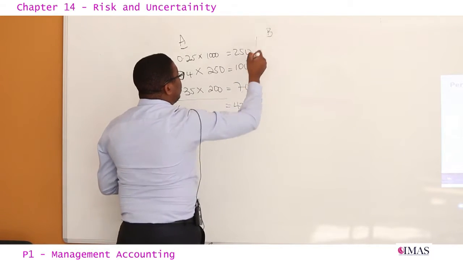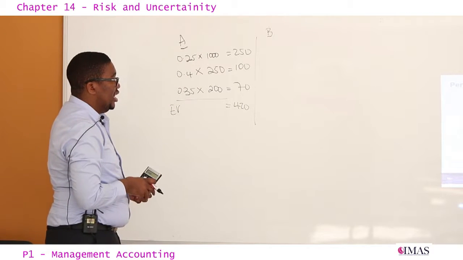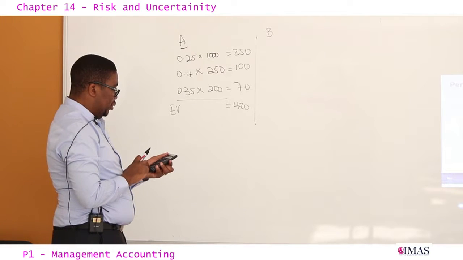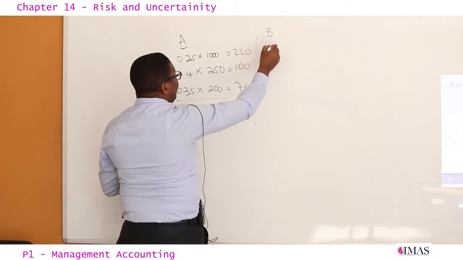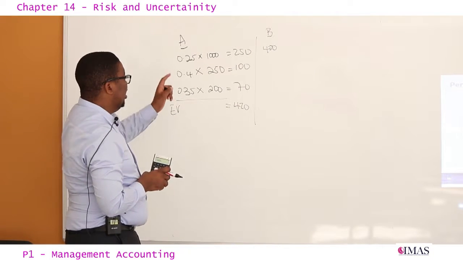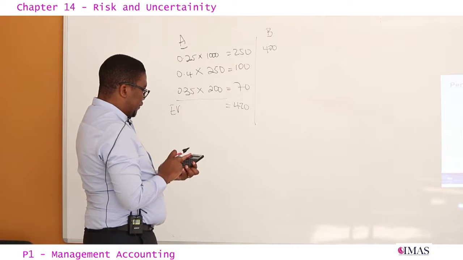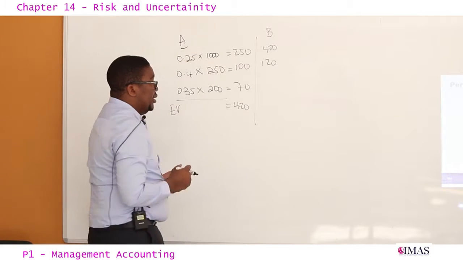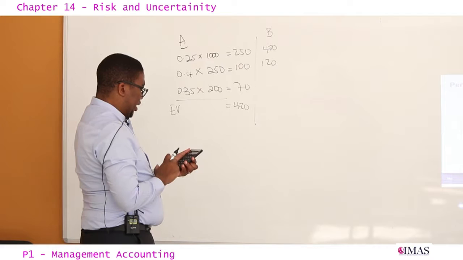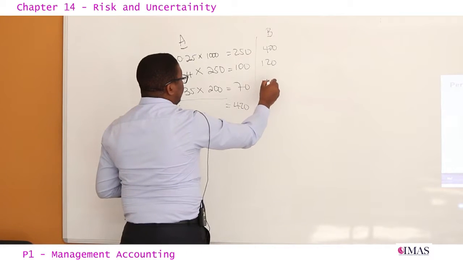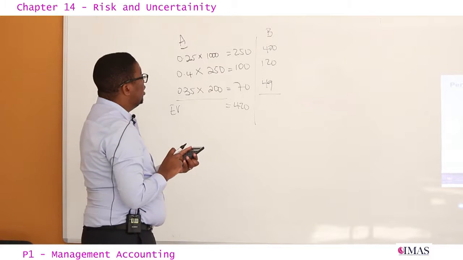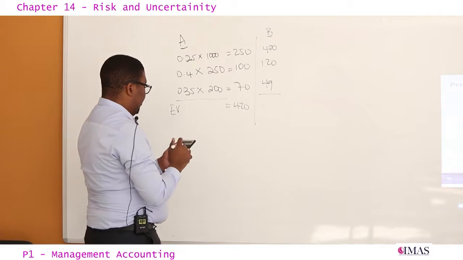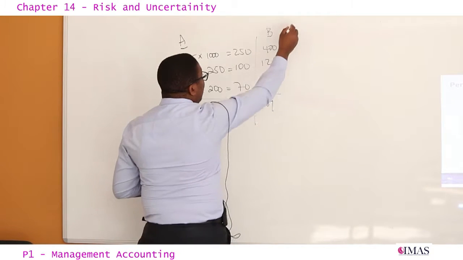Then for project B, we know the probabilities will remain the same. Therefore there's a 25% probability that the consumer reaction will be 1,600, that is 400. Okay, we got 400 by taking 25% multiplied by 1,600, and then 40% multiplied by 300, that is 120, and then 140 multiplied by 35%, that is 49. Therefore, your expected value for this project B will be 49 plus 120 plus 400. So that is 569.